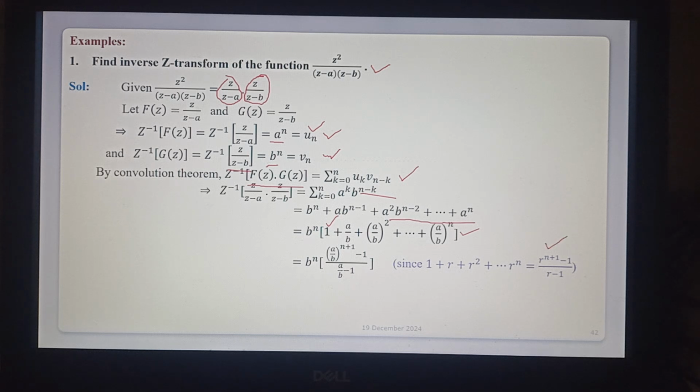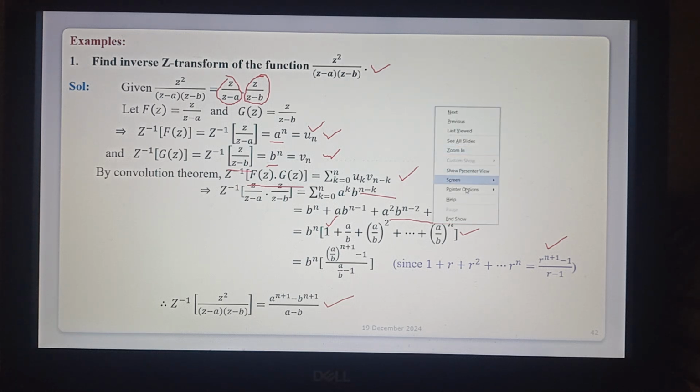What is the formula here? r power n plus 1 minus 1 by r minus 1, where r is equal to a by b. So b power n into ((a by b) whole power n plus 1 minus 1) by (a by b minus 1). On simplification, this gives (a power n plus 1 minus b power n plus 1) by (a minus b). This is the required inverse Z transform of z square by (z minus a) into (z minus b) using the convolution theorem. This is an important theorem.